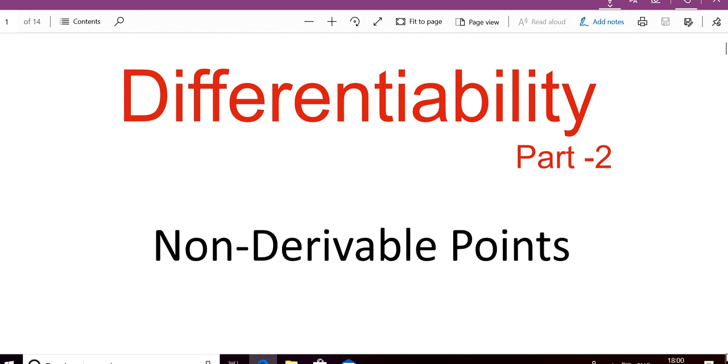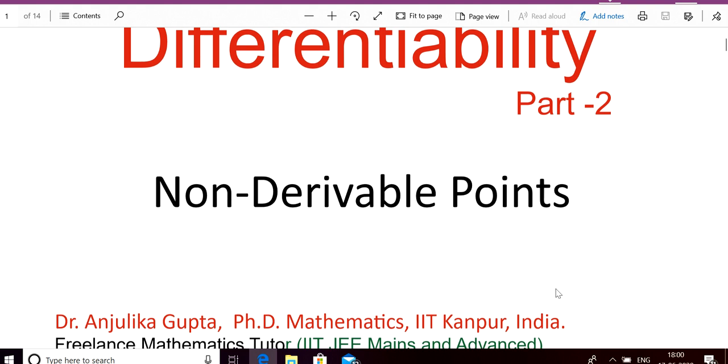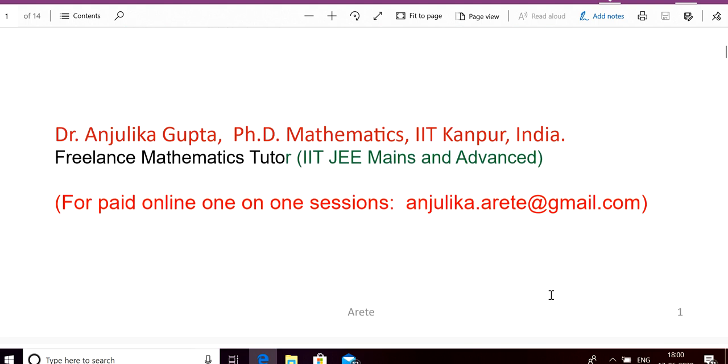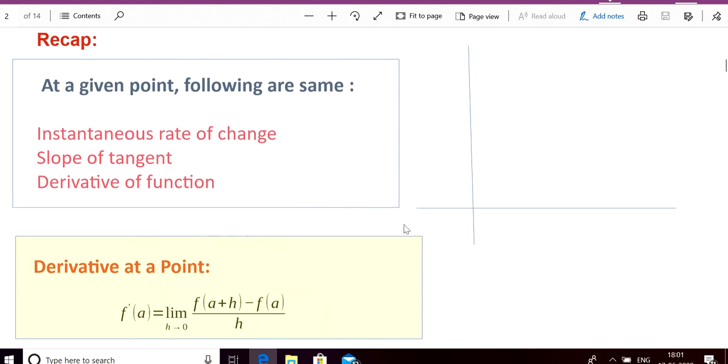Hello friends, let's continue with differentiability. Today we are going to focus on something which is non-derivable for a function. So, a quick recap before we proceed with anything.